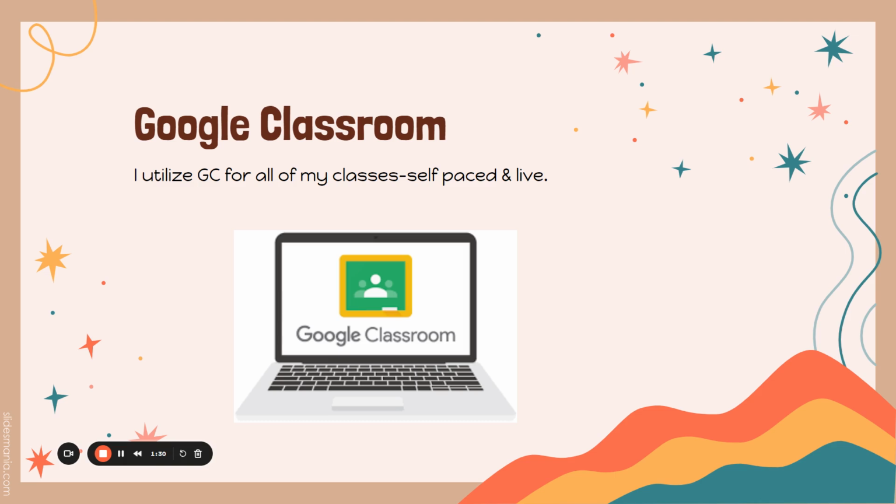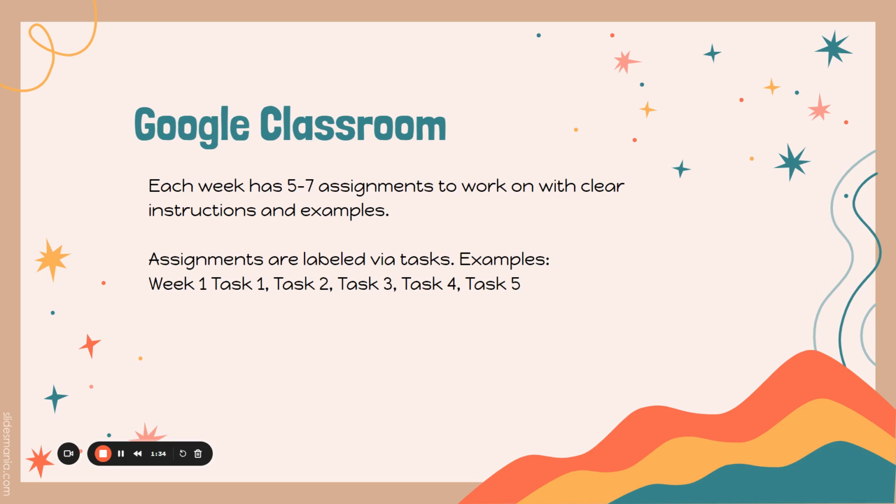So I utilize Google Classroom for all of my classes, self-paced and live. Each week, students have 5 to 7 assignments to work on with clear instructions and examples. Assignments are labeled via tasks. So as an example, week 1, you're going to find task 1, task 2, task 3. And so Monday, of course, would be task 1, and Tuesday would be task 2. But if the student is working at a self-paced format, they can work on tasks 1 through 5 on Monday if they wanted to.